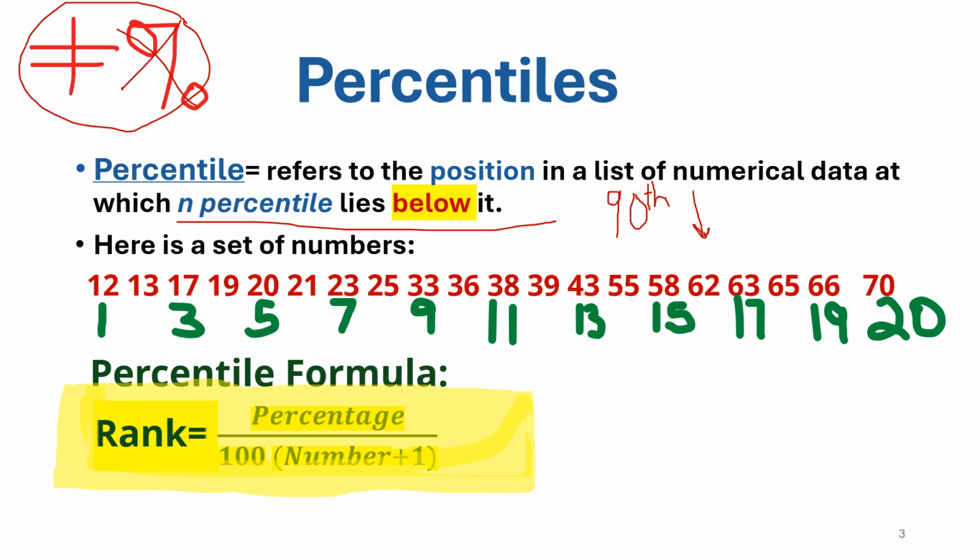So your rank equals a percentage over 100, which is a standard number when you're dealing with a unit, times the number of scores plus 1. So this would be 20 scores plus 1. We're going to go over another way to do it also. This is 20 plus 1.